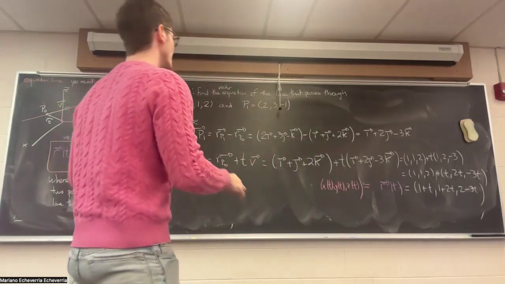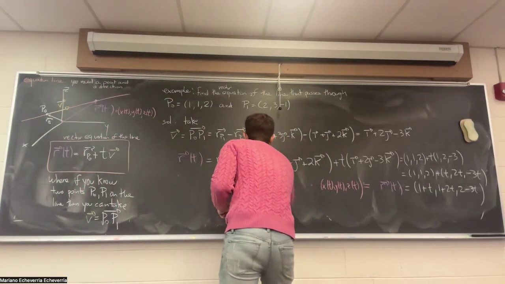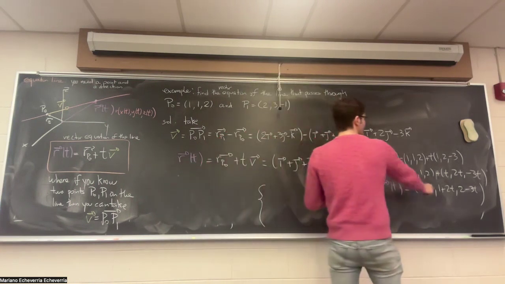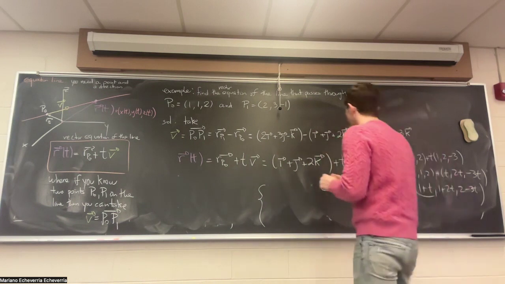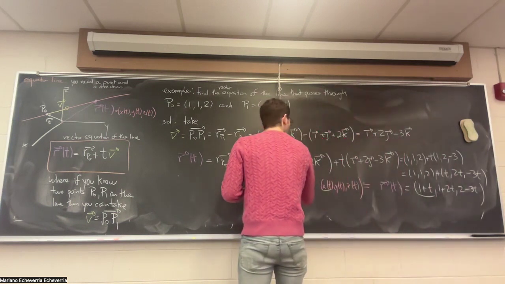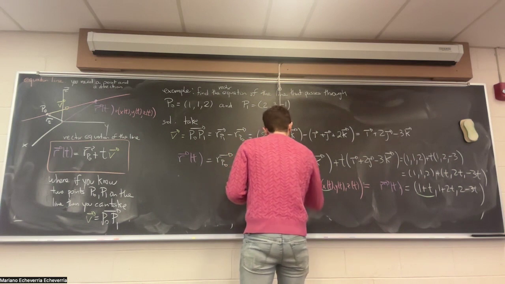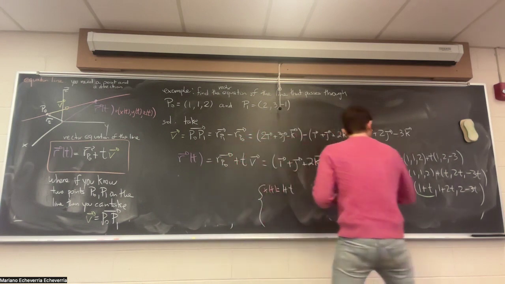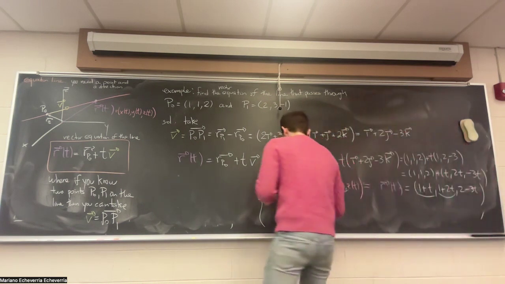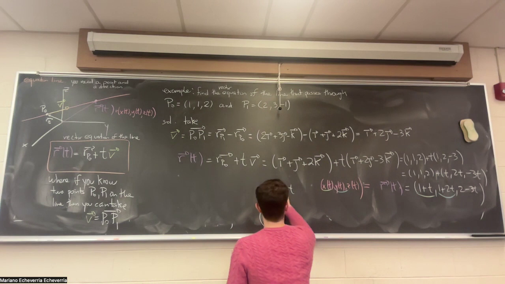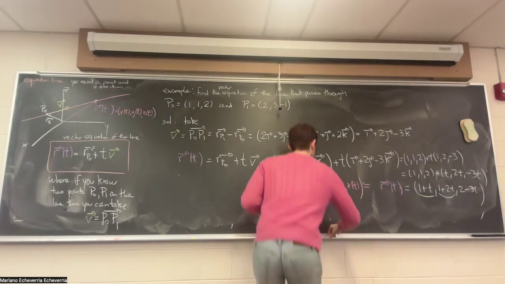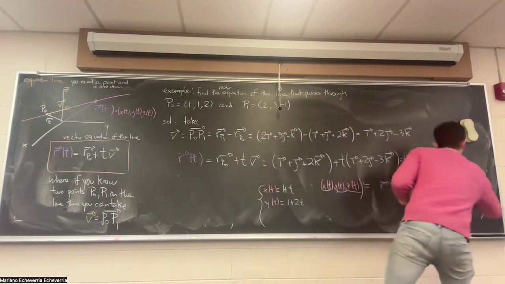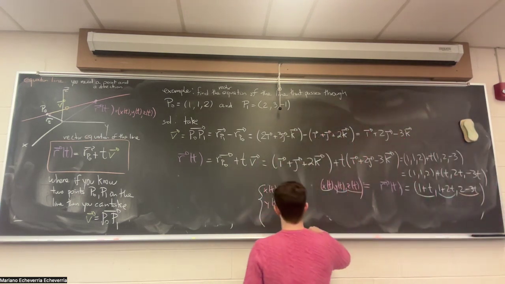Something I haven't emphasized too much is that when you have an equality between vectors, that actually is an equality between their entries, right? So that means that the first entry must match the first entry. So x of t has to be 1 plus t. And then the second entry must match the second entry, so y of t is 1 plus 2t. And then the third coordinate matches the third coordinate.